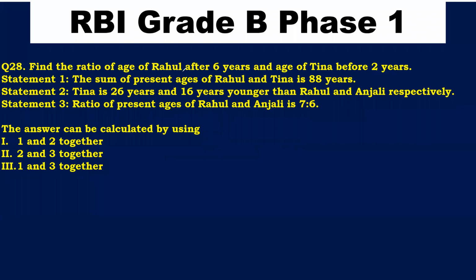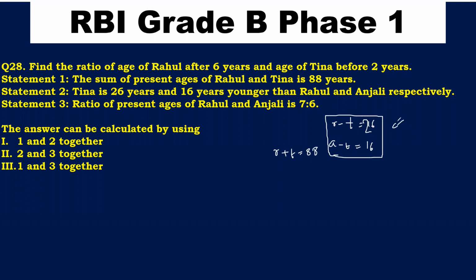Find the ratio of the age of Rahul after 6 years and the age of Tina before 2 years. The sum of the present ages of Rahul and Tina is 88, so R plus T is equal to 88. Tina is 26 years and 16 years younger than Rahul and Anjali respectively. So Rahul minus Tina is 26 and Anjali minus Tina is 16.